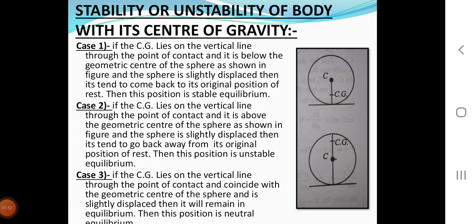Now case 2. If the center of gravity lies on the vertical line through the point of contact and it is above the geometric center of the sphere as shown in the figure, and the sphere is slightly displaced, then it tends to go away from its original position of rest. Then this position is unstable equilibrium. Now case 3. If the center of gravity lies on the vertical line through the point of contact and coincides with the geometric center of the sphere and is slightly displaced, then it will remain in equilibrium. Then this position is known as neutral equilibrium.